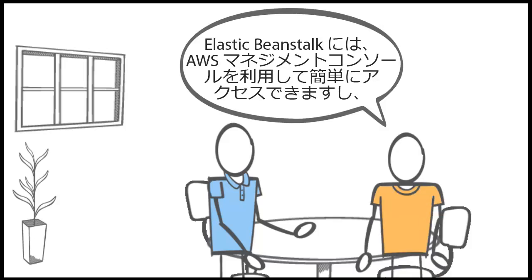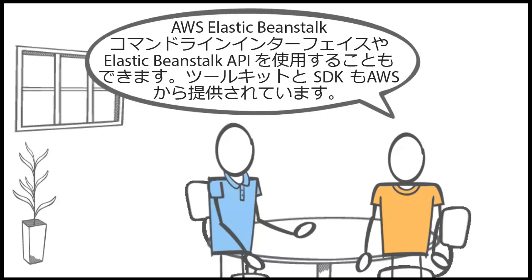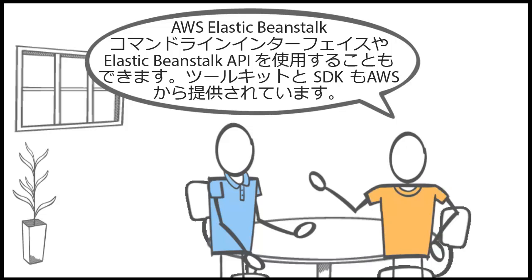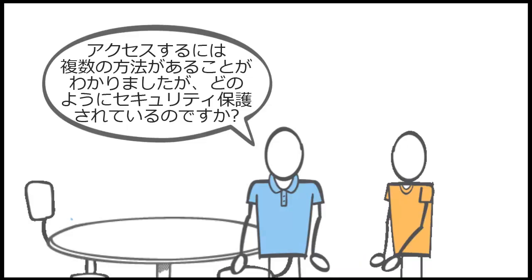An easy way to access Elastic Beanstalk is through the AWS Management Console. You can also use the AWS Elastic Beanstalk command line interface or the Elastic Beanstalk API. AWS also provides toolkits and SDKs. Okay, so there are a lot of ways to access it, but how secure is it?